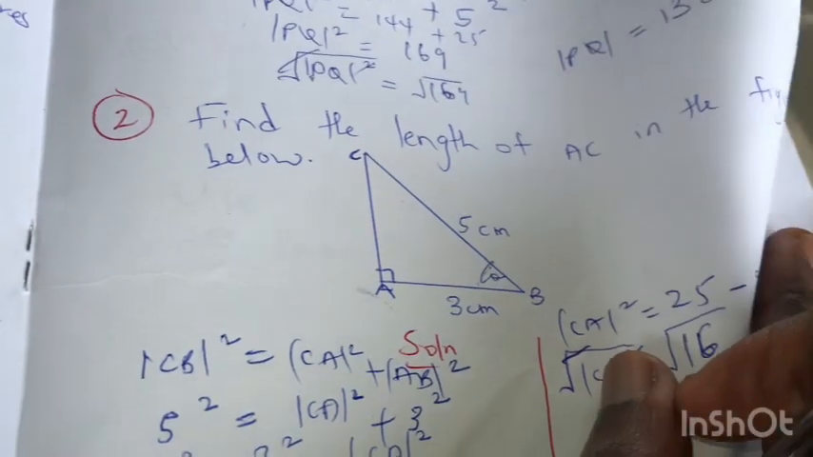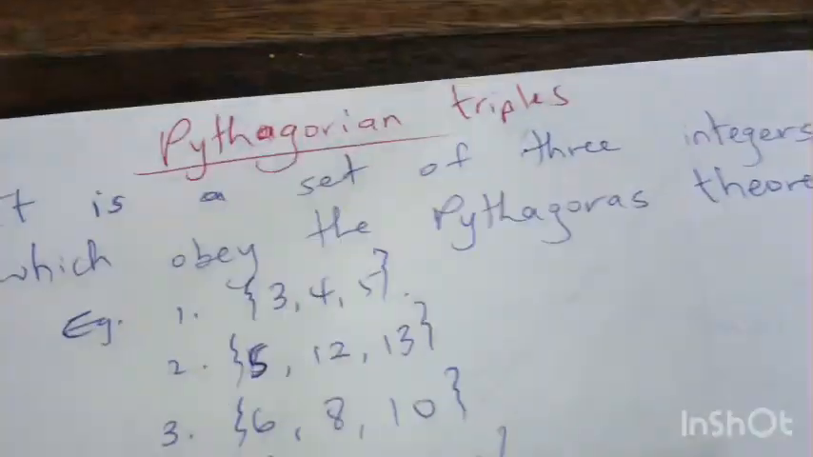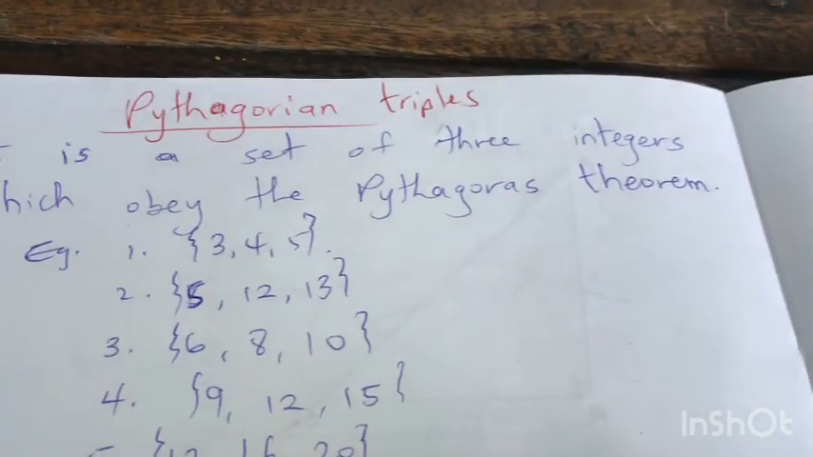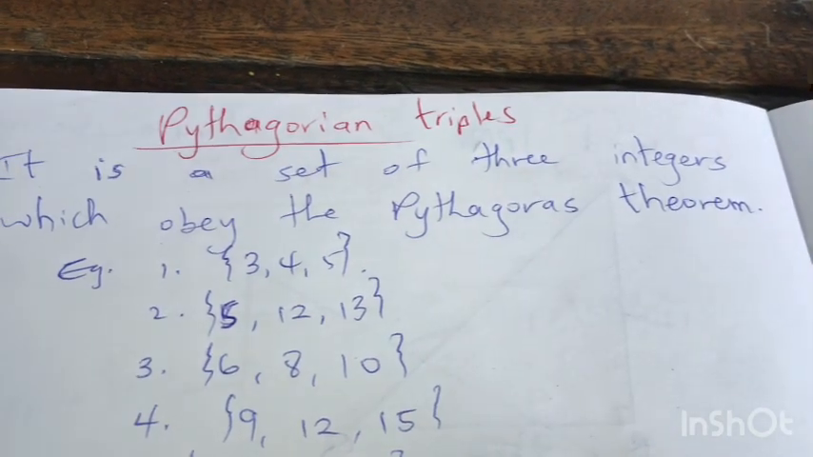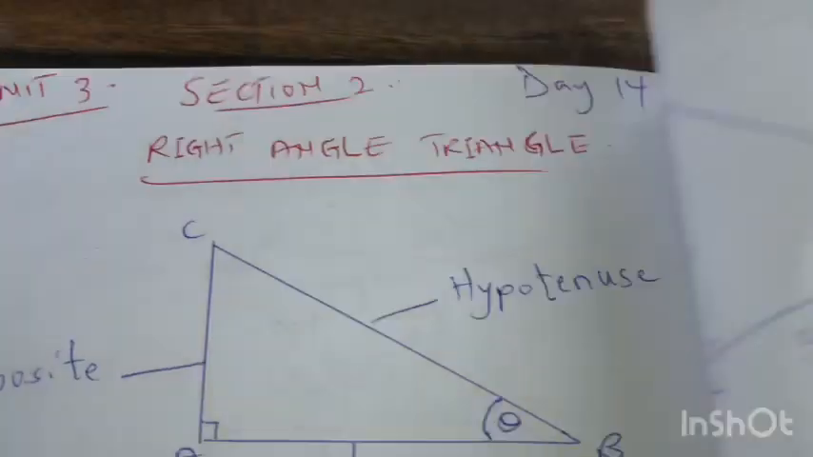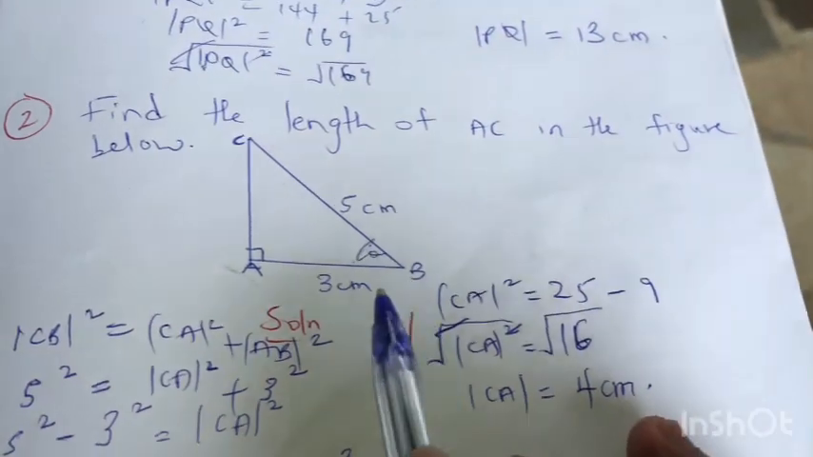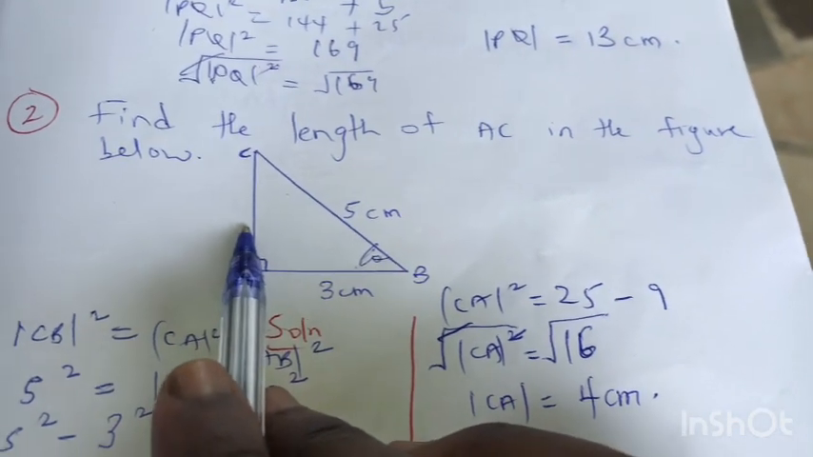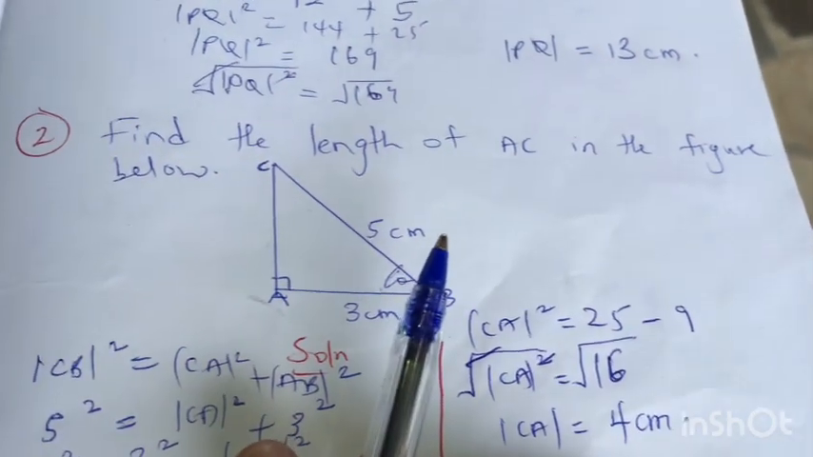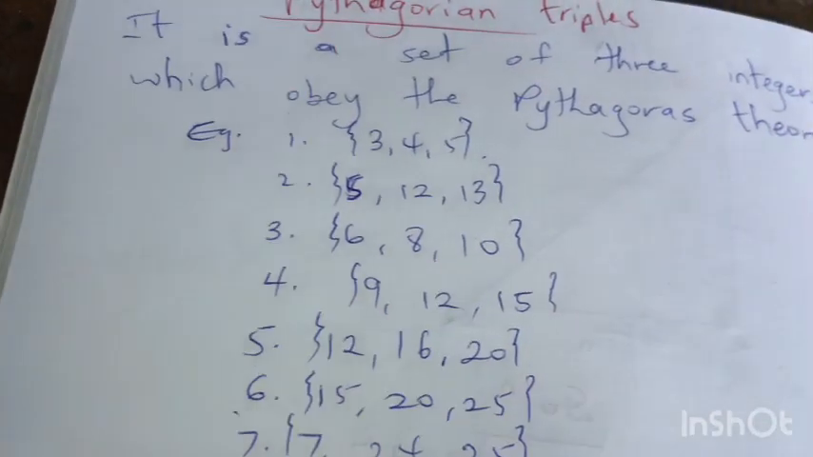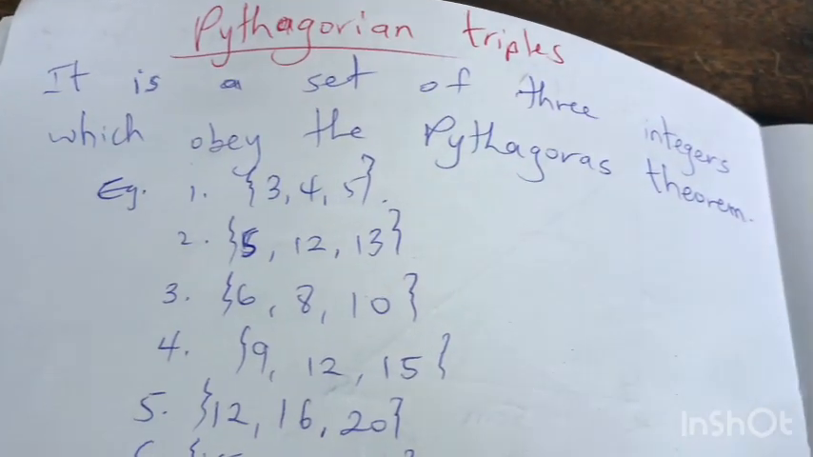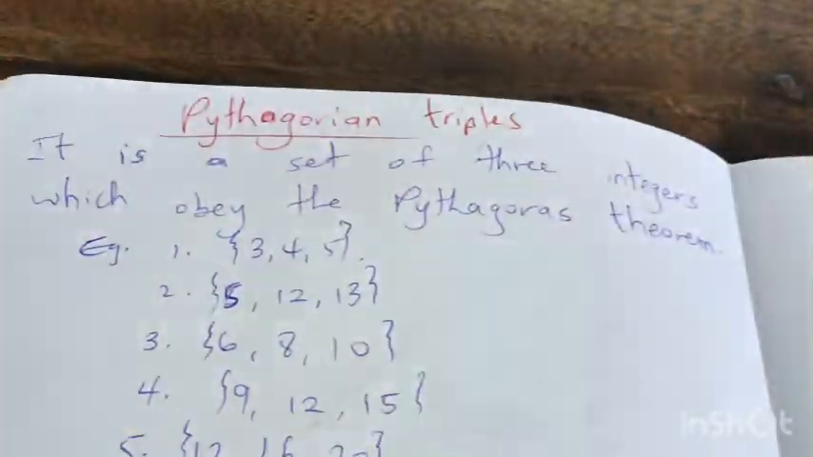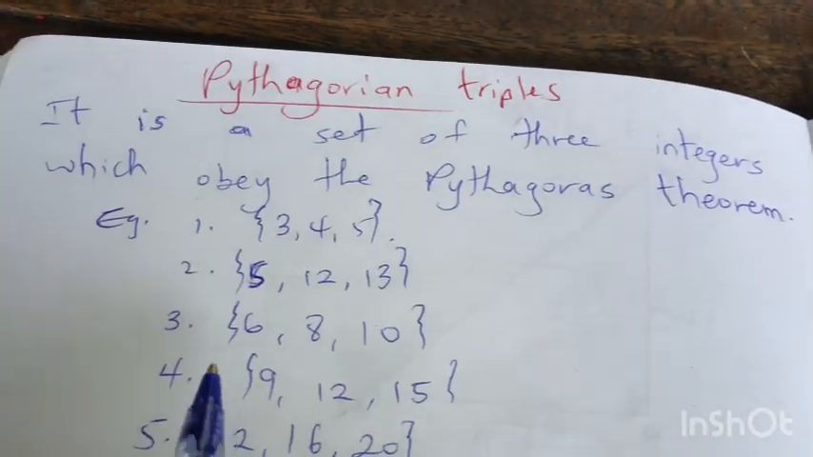Let's talk about the last thing. We have something we call Pythagorean triples. It is a set of 3 integers which obey the Pythagoras theorem. Like in this one, 3, 5, and the one we found, which is 4. So 3, 4, and 5 are Pythagorean triples. What are some of the Pythagorean triples, the 3 integers which obey Pythagoras theorem? One of them is 3, 4, 5, as we saw.